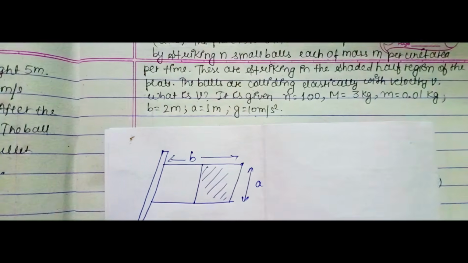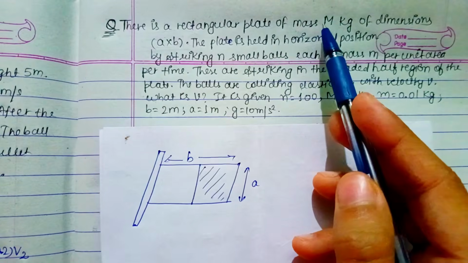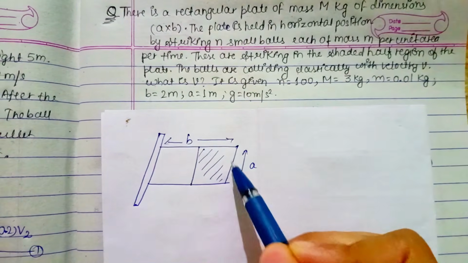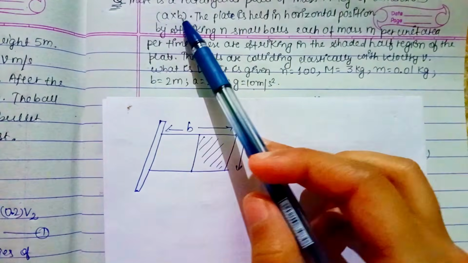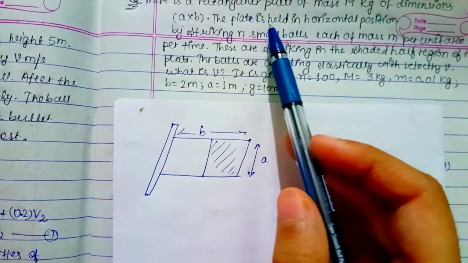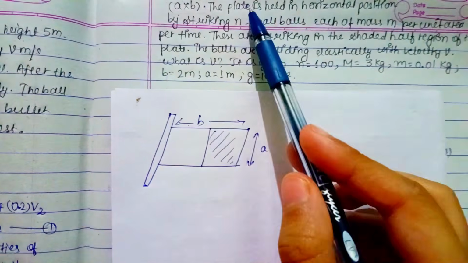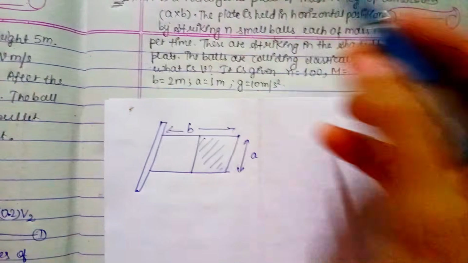If you see in this question, the question says that there is a rectangular plate of mass capital M, which has the dimensions A cross B. This is A and this is B, meaning the length is A and the breadth is B. The plate is held in a horizontal position. This is a very important line.